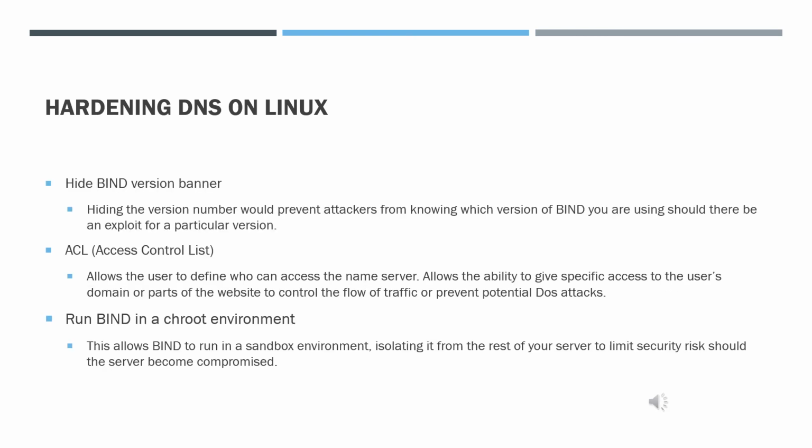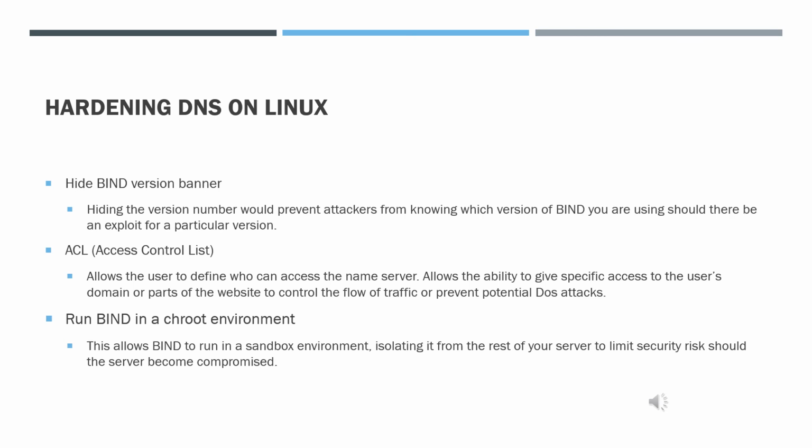Hardening DNS on Linux. So here are 3 techniques you can implement on your Ubuntu server to harden your DNS servers. The first is to hide the BIND version banner. By hiding the version number, this will prevent attackers from knowing which version of BIND you are using should there be any type of exploits for that particular version of BIND.